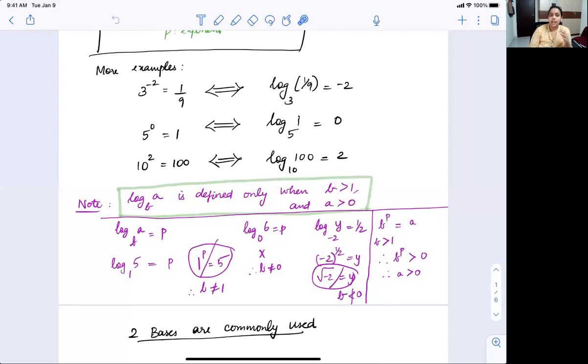Now, why do we say that a also has to be greater than 0? b to the power p is a, and we now know that b is strictly greater than 1. Any number greater than 1 raised to a particular power, whatever the power may be, positive or negative, is going to be greater than 0. Therefore, a, which is equal to b to the power p, is also greater than 0. This is a brief explanation of why log of a to a particular base is only valid for positive values of a.